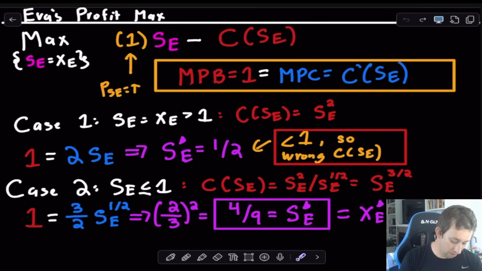So instead we need to go to case 2, where our cost function is SE squared over XE to the 1/2. But I know that SE is equal to XE, so I'm just going to make that SE to the 1/2, which means that my cost function is SE to the 3/2, which means that my marginal cost is 3/2 SE to the 1/2, which means that the amount of steel that EVA is going to make at her profit maximization is 4/9 unit of steel, which is going to be exactly how much pollution she puts into the river, because again, SE is equal to XE.